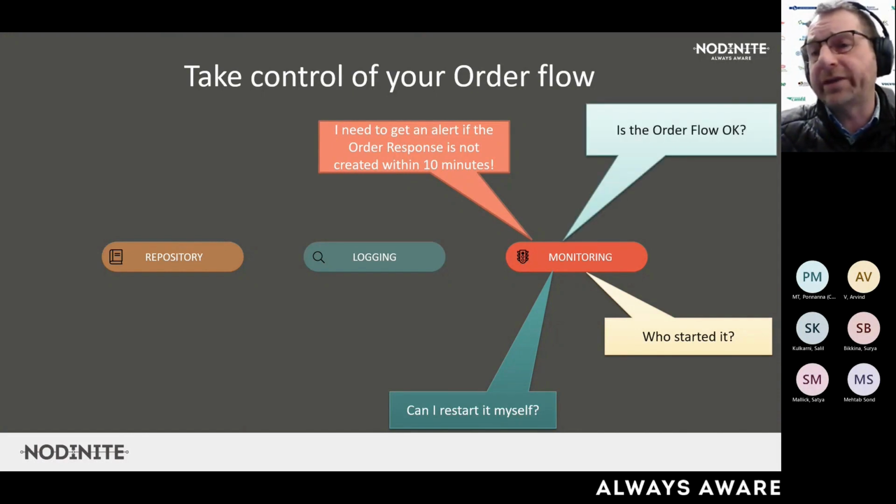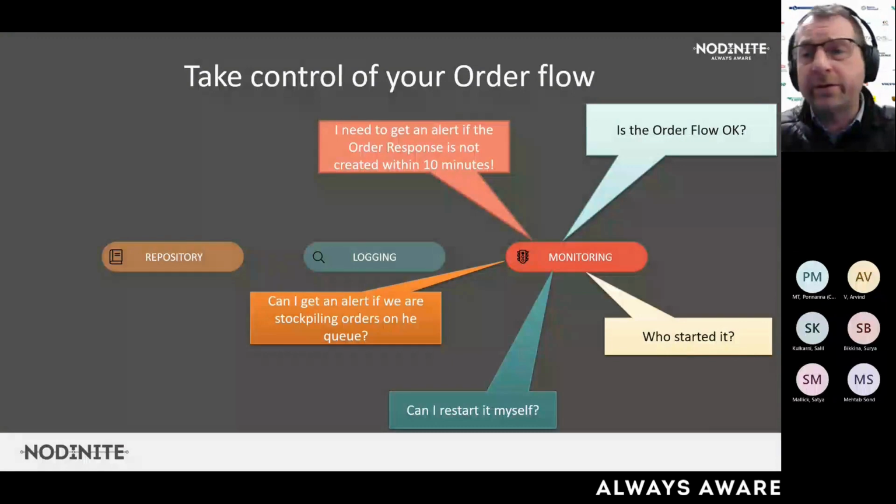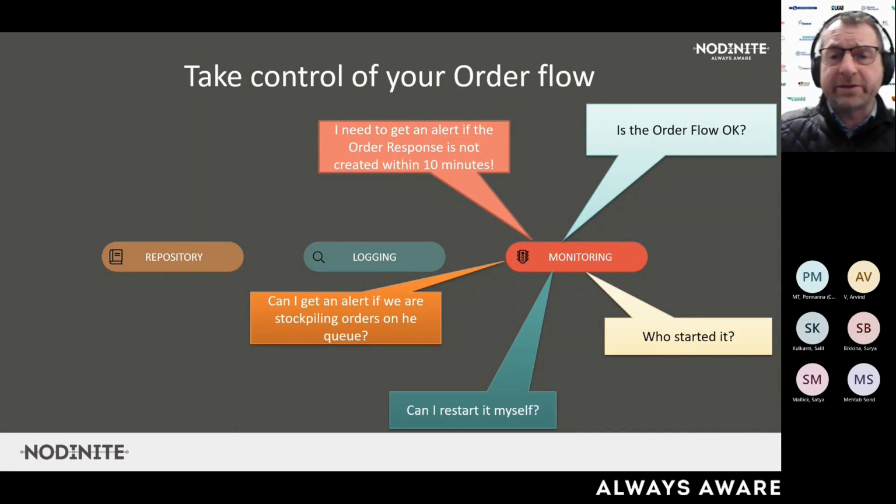Again, who started it? We saw that in the auditing. Maybe I just want to understand an overview. Is the order flow okay? And what if you're stockpiling messages? And that happens, you know that, guys, because your receive locations stop every now and then. And this means that you are stockpiling messages on the file system or an FTP or some queue of sorts. And that's probably bad for your business, because if you're stockpiling messages you're not processing, that means you're not adding value.